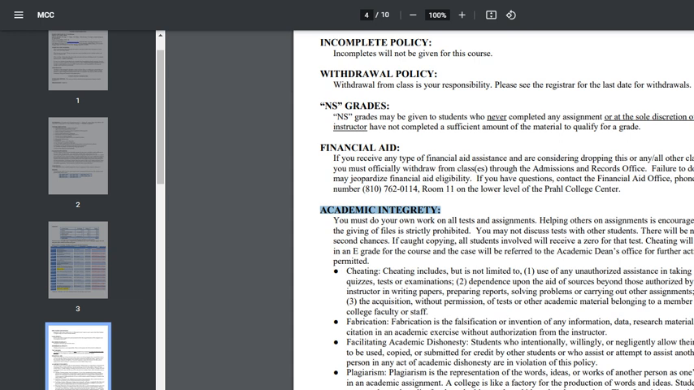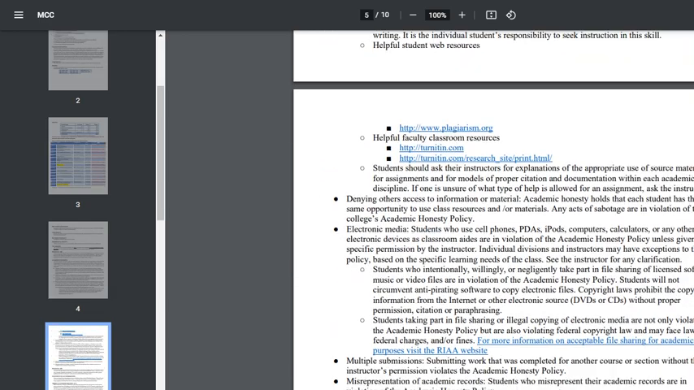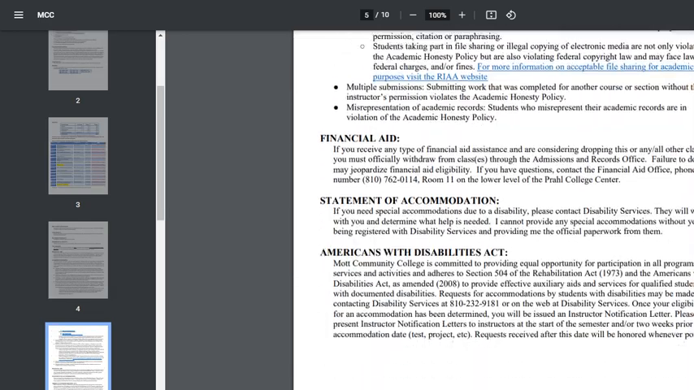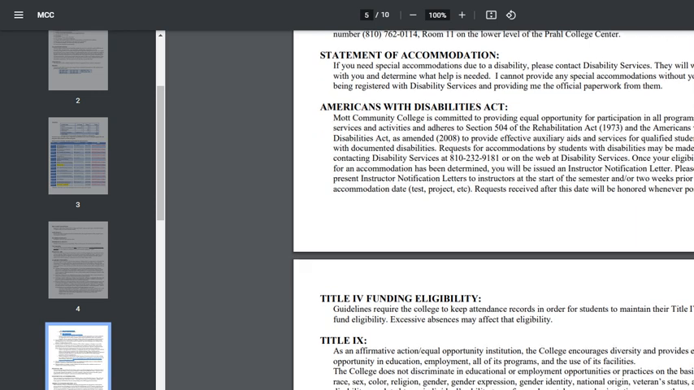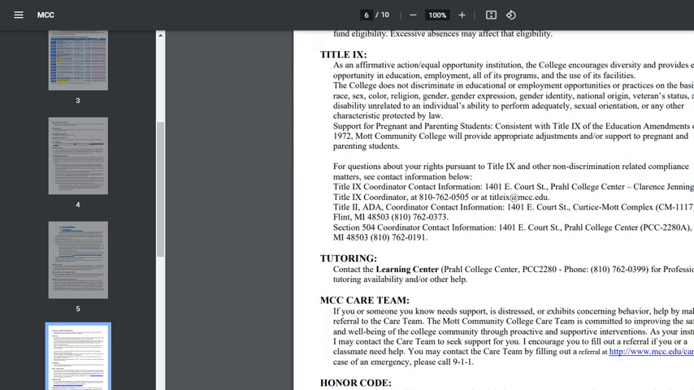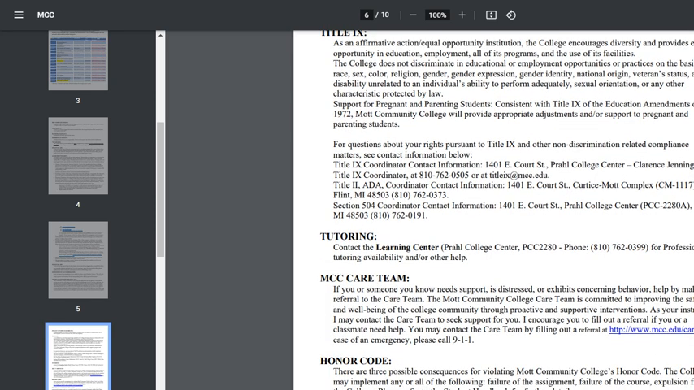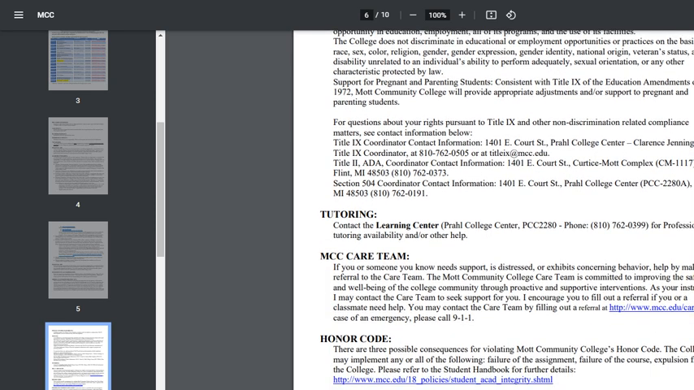Financial aid: please contact financial aid services. They'll be able to help you. Statement of accommodation: if you have any accommodation that you're approved for, please contact disability services immediately. Tell them to provide you a form that you'll give me, and I'll work around it as instructed. Disability Act, same thing. Title IX, etc. If you qualify for any of those, please let me know, and I'll be more than happy to work around them.